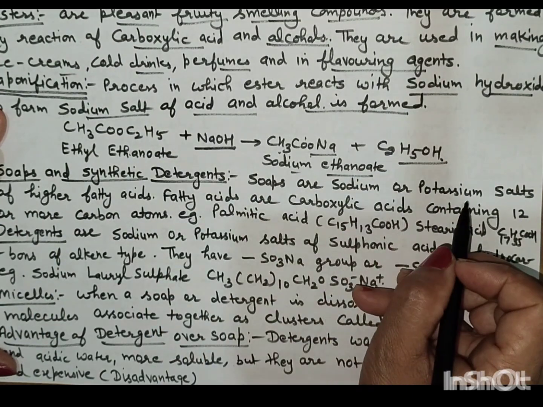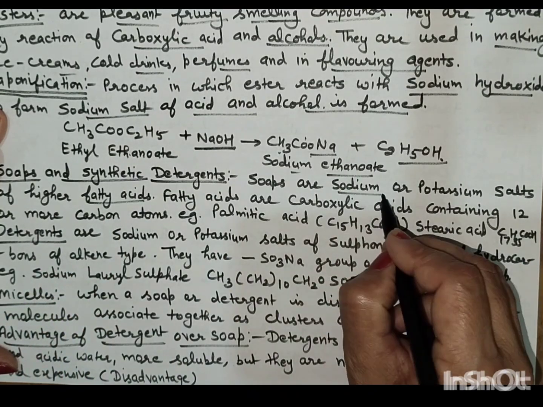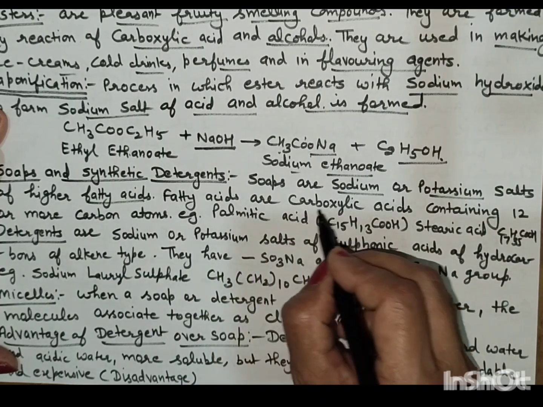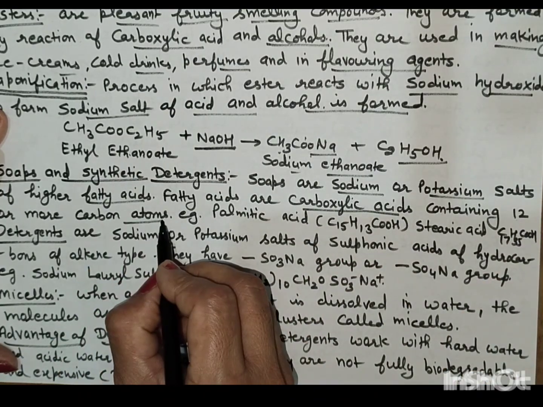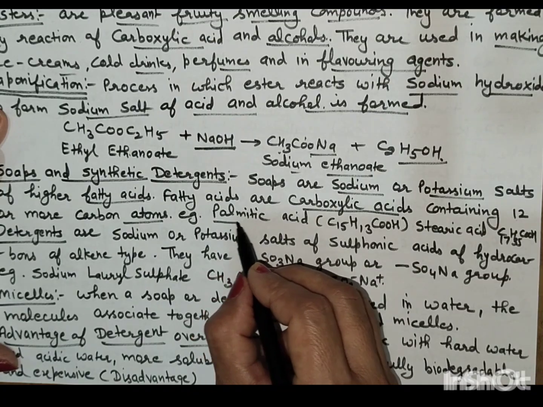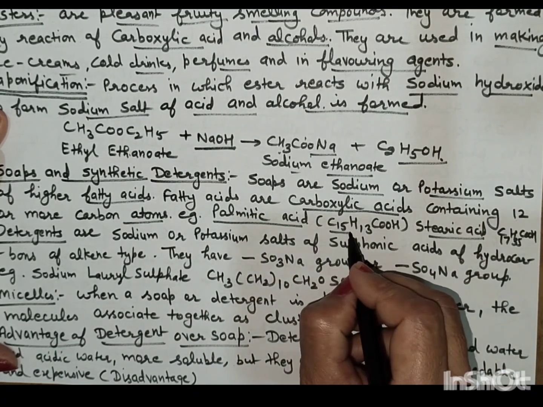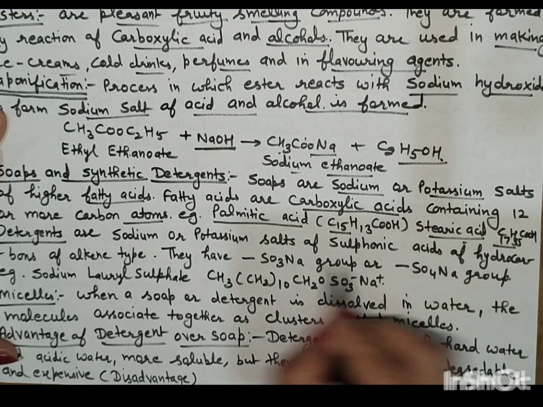Soaps are sodium or potassium salts of higher fatty acids. They are the salts of sodium and potassium. Fatty acids are carboxylic acids containing 12 or more carbon atoms. Examples are palmitic acid and stearic acid. Palmitic acid has 15 carbons in its chain, and stearic acid has 17 carbons.